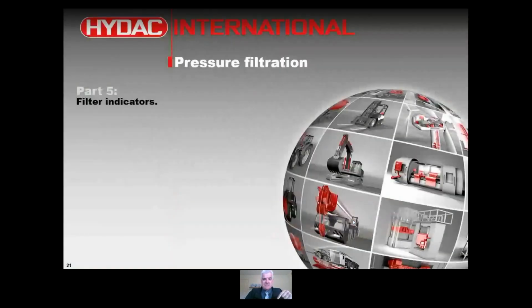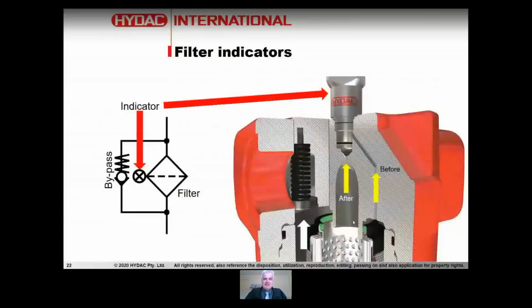Okay, final subject for today, filter indicators. So a filter indicator is basically going to be monitoring what the pressure differential is across the element. So it does that by measuring the pressure before the element. In the case of the HYTALK pressure filter range, it's going to be filtering through the element from the outside to the inside. So we take a reading of the pressure from the outside, so channel up here to where the indicator is, and after the element in the middle of the core, there's also another opening.